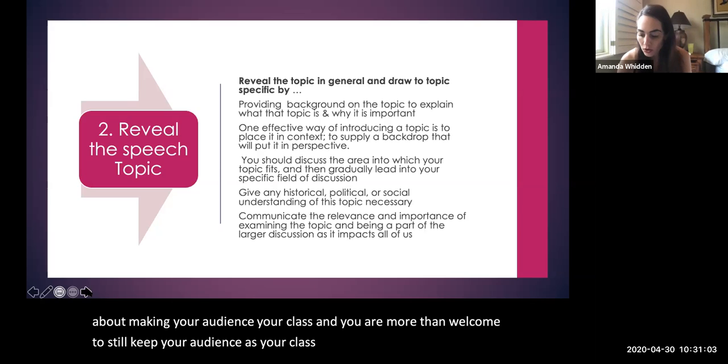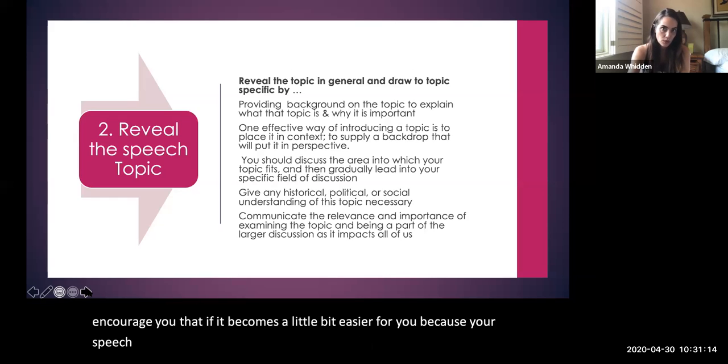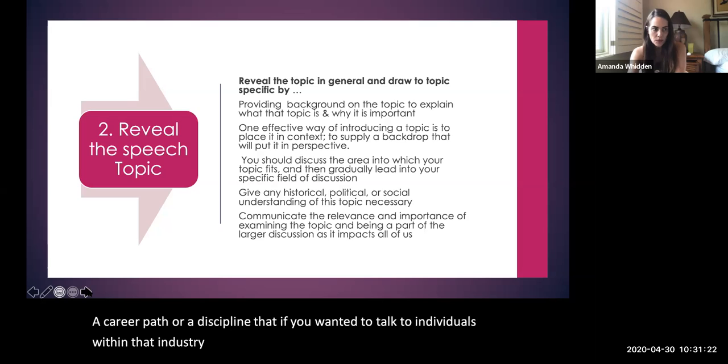However, I also want to encourage you that if it becomes a little bit easier for you because your speech is specific to a career path or a discipline, that if you wanted to talk to individuals within that industry, that's fine as well. You are more than welcome to get as creative as possible.